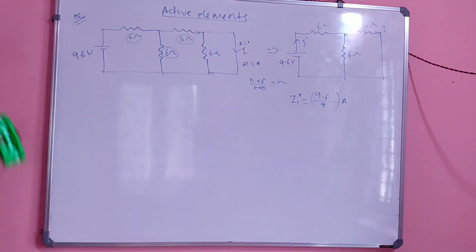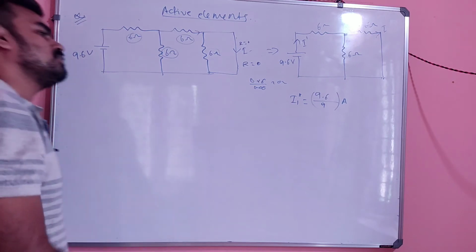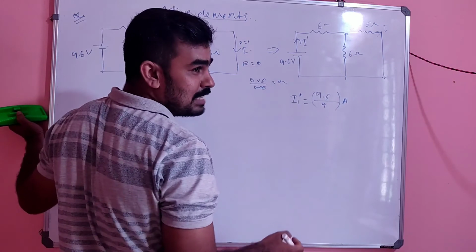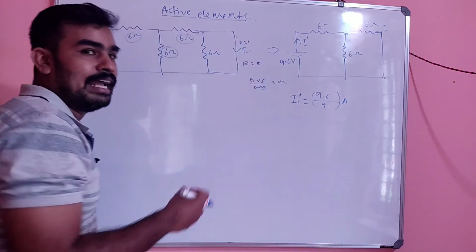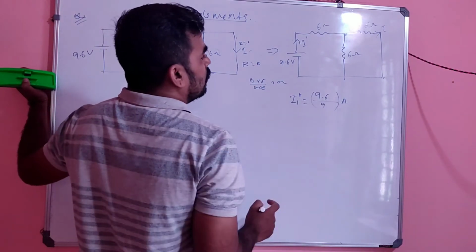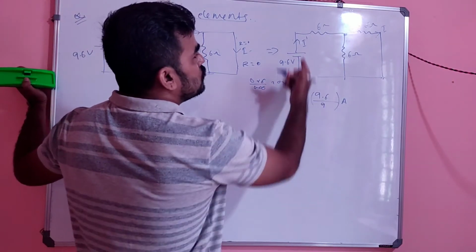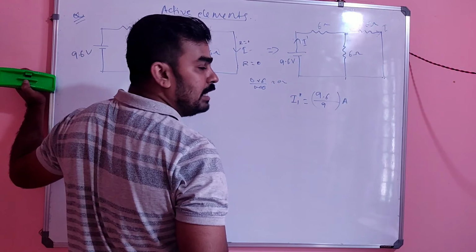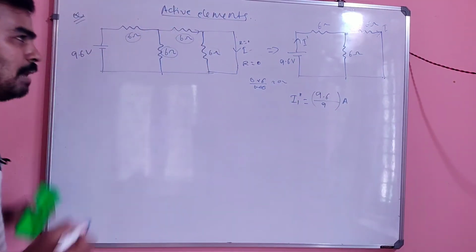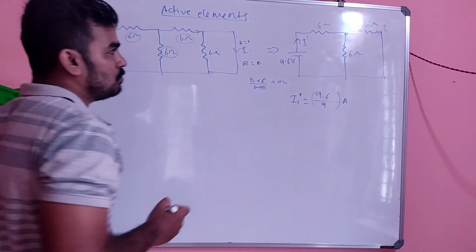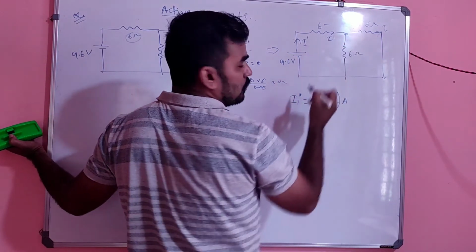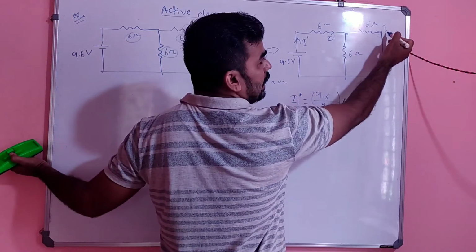So 9.6 by 9 ampere. In examination there will not be 9.6 actually. There will be a whole value so that you can easily divide and find the answer. Okay. So we got I dash equal to 9.6 by 9. So applying the current division rule. What does the current division rule say? Suppose I dash is the current here, and I dash is the current here also. We have to find the current I.